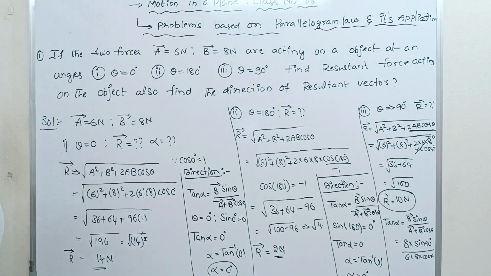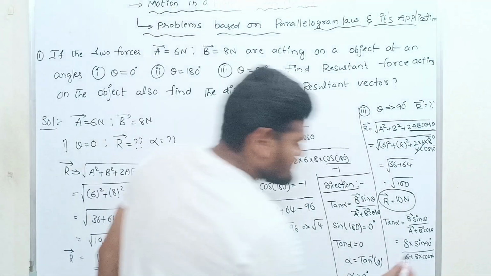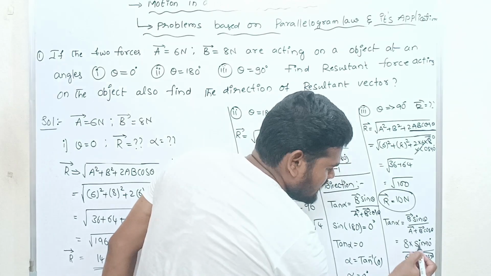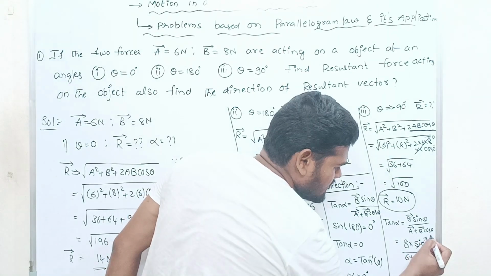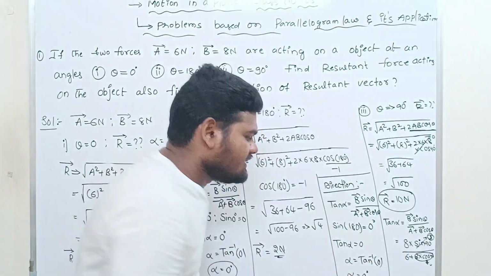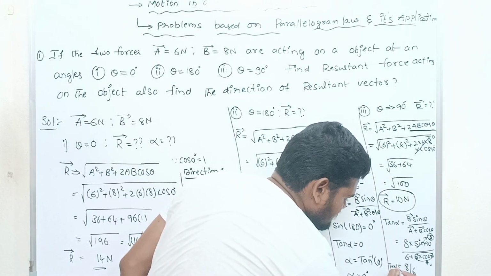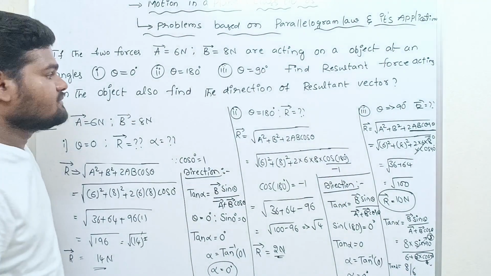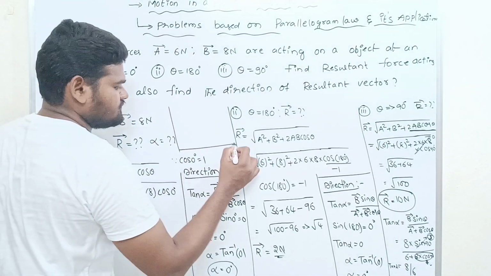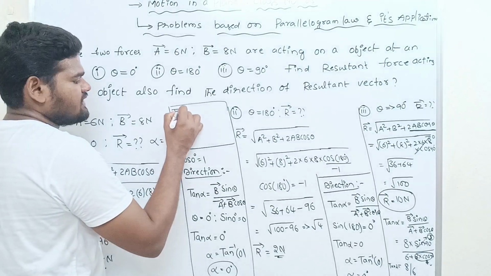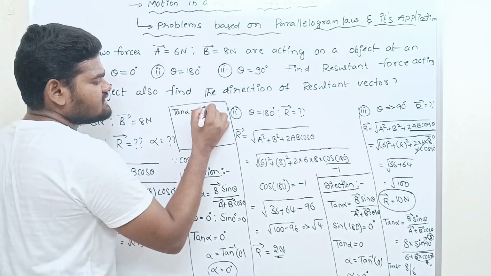Are you able to see the board? Okay, very good. So cos 90, this value becomes 0. Cos 90 is 0. The value of sin 90 becomes how much? 1. So 1 into 8, 8 divided by 6. So we got tan alpha is equals to how much? 8 by 6. So here I am writing. So from here we got tan alpha is equals to 8 by 6.